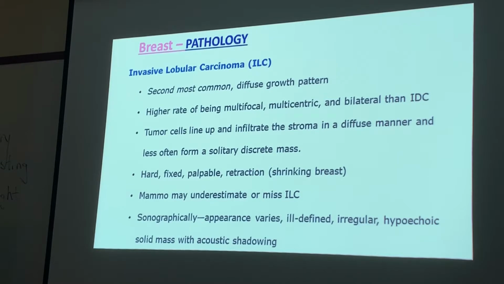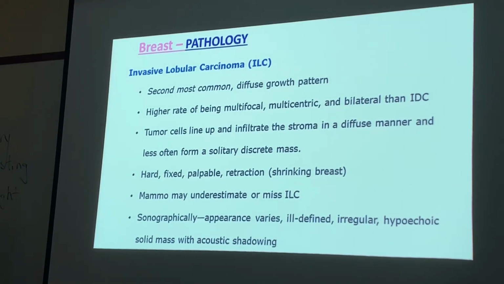These tumor cells line up and infiltrate the stroma in a diffuse manner and less often form a solitary, discrete mass. Okay? It's a hard, fixed, palpable retraction of the shrinking breast. It has a similar appearance to the IDC as far as the skin retraction and the straightening of the Cooper ligaments. Okay? Mammo may underestimate and miss an invasive lobular carcinoma.